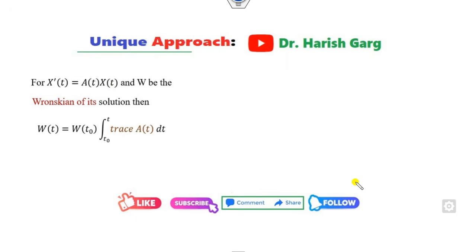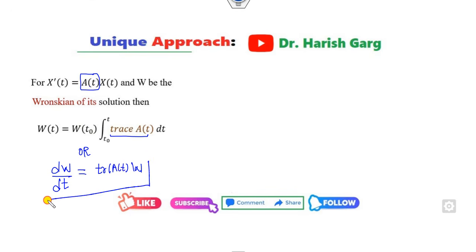Another concept is the Wronskian. Corresponding to the matrix A, you can find the trace and write the Wronskian of the solution here. Or you can also write it as equal to the trace of the matrix. Find this here. Fine. This is the formula.